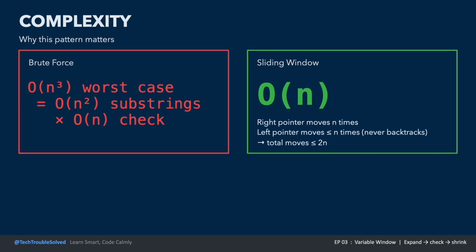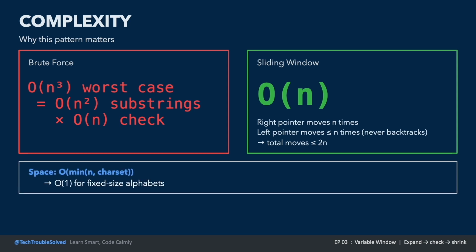That's it. Space is O of min of n and alphabet size. In practice, for lowercase English letters, the set never holds more than 26 characters. That's effectively constant space. So O of n. Brute force, cubic, sliding window, linear. Same problem, same correct answer. Just one of them respects the machine it's running on.